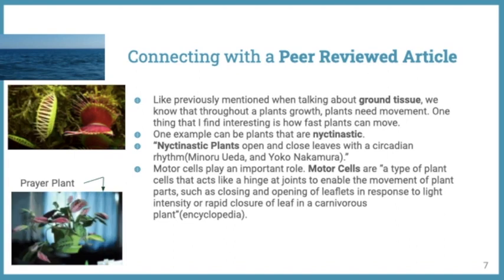Motor cells play an important role in this. Motor cells are a type of plant cell that act like a hinge at joints to enable the movement of plant parts, such as closing and opening of leaflets in response to light intensity, or rapid closure of a leaf in a carnivorous plant. As we can see, in the first picture the carnivorous plant is closing its leaves very fast to capture its prey, and the second one is a prayer plant, which is responding to the light dimming. Whenever light dims, it closes its leaves.